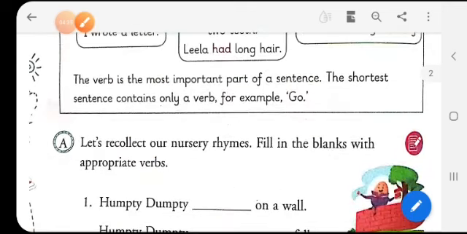The verb is the most important part of a sentence. The shortest sentence contains only a verb. For example, go. The shortest sentence with a verb is go. So, when you are playing a quiz, you can use this kind of knowledge.